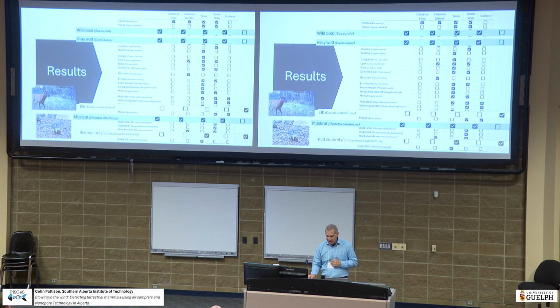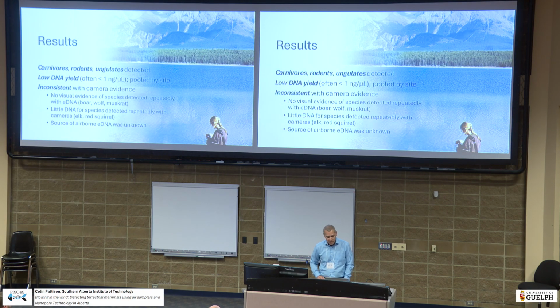The second part of that is that although we detected elk and red squirrels on the cameras, we never detected any of those in our eDNA samples. To summarize, we detected carnivores, rodents, and ungulates, but overall our eDNA results were very low, and we did not detect any of the species with the passive monitors that we did with spider webs and snow. The results from eDNA were inconsistent with what we detected with the cameras, so that was interesting.